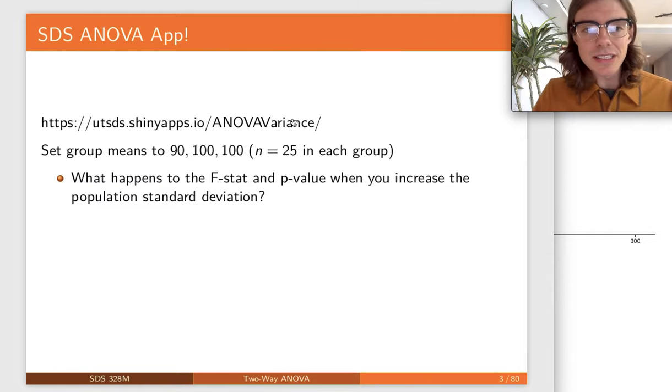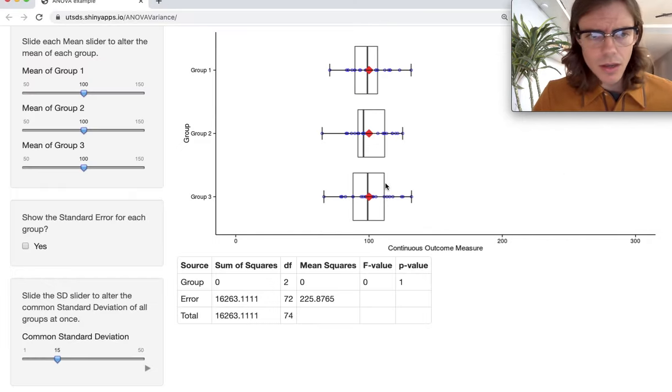I don't think you've seen this. I toyed with whether or not we should spend the time looking at this, but it's a really cool app that our department developed, and you can make these apps in R. Take a look at this. You can follow this link if you want. It's going to be active in the slides. It's utsds.shinyapps.io/ANOVA variants. If you follow this link, you end up right here.